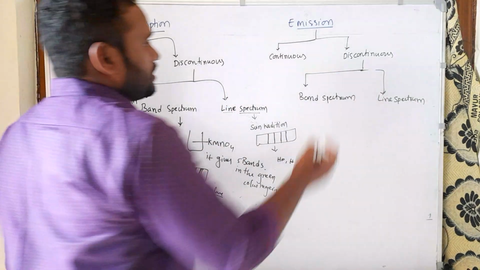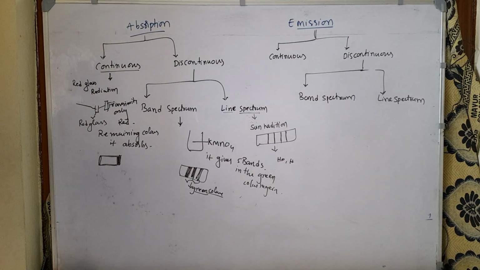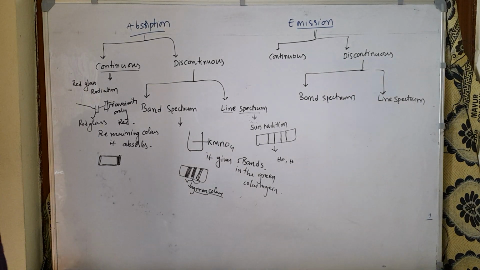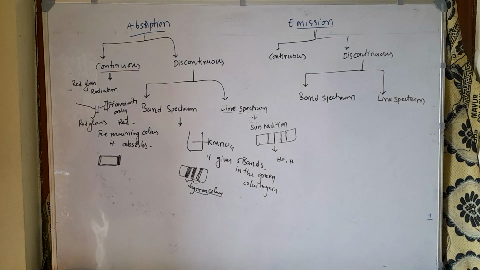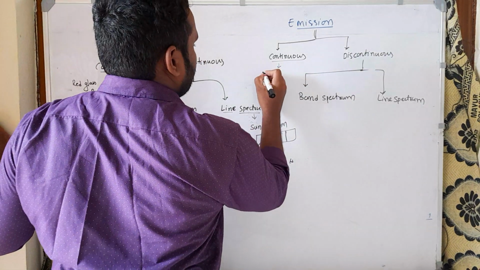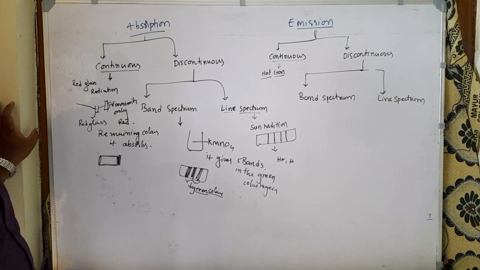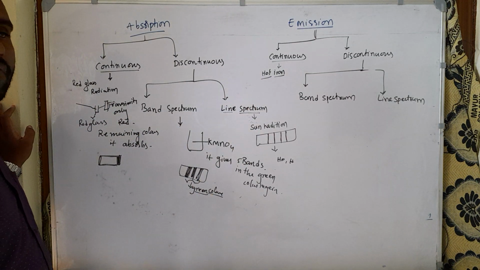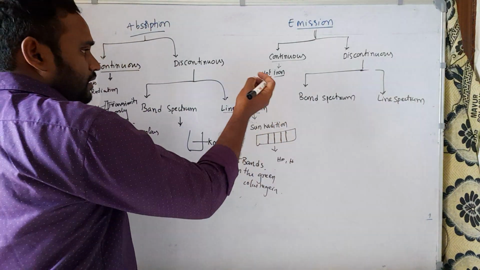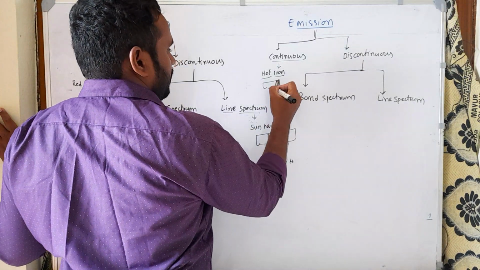Next, emission continuous spectrum. What is an emission continuous spectrum? If any object emits all types of electromagnetic radiations continuously, that is called emission continuous spectrum. For example, hot iron. When you heat the iron, it initially gives dull red color, then green color, then blue color, continuously giving the different colors without any gap.